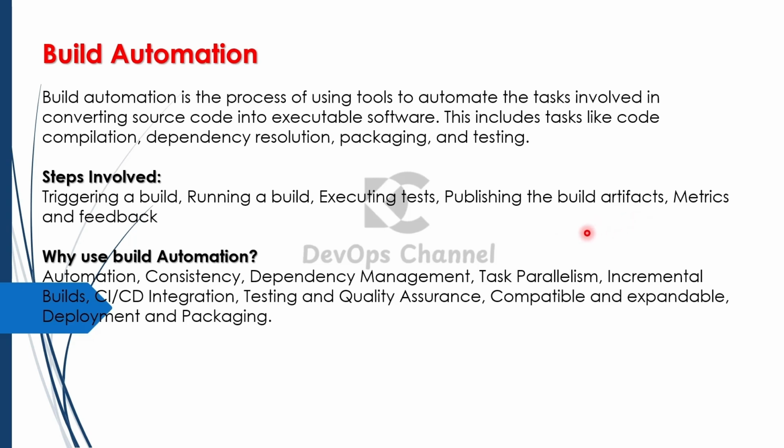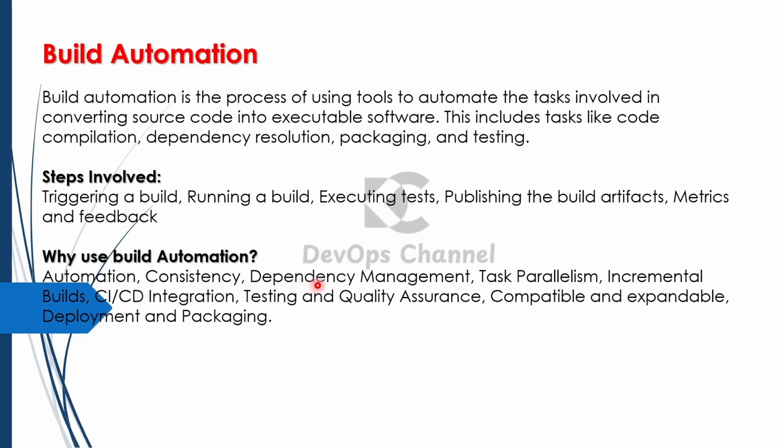Okay. Now, why do you need to use build automation? So basically, the name contains automation, right? So it can be automated. Second one is consistency. So you can keep your packaging consistent with build automation, okay, for the same piece of code.